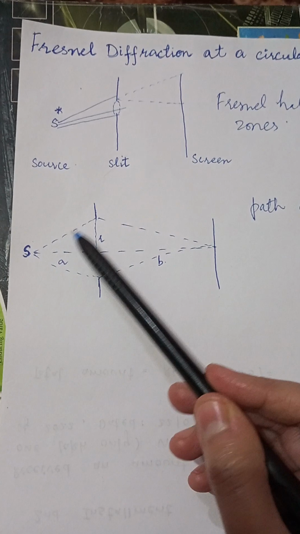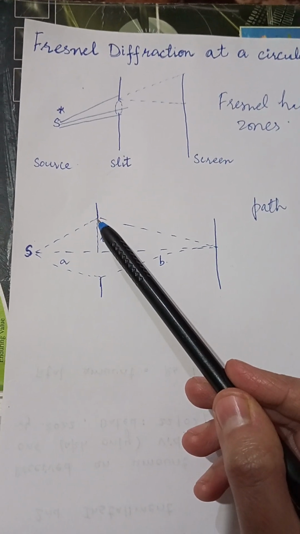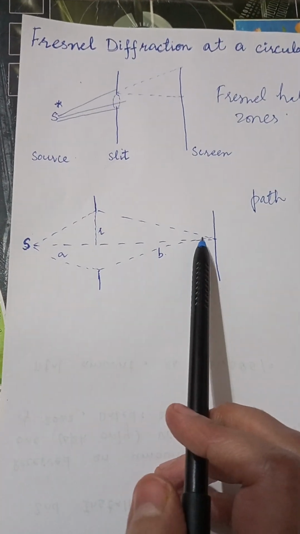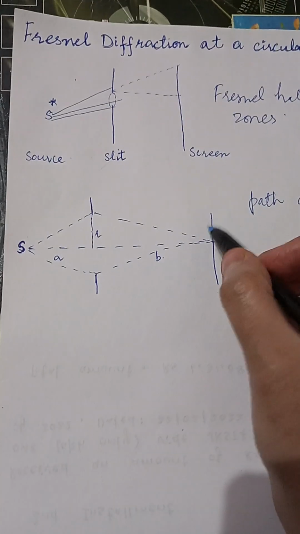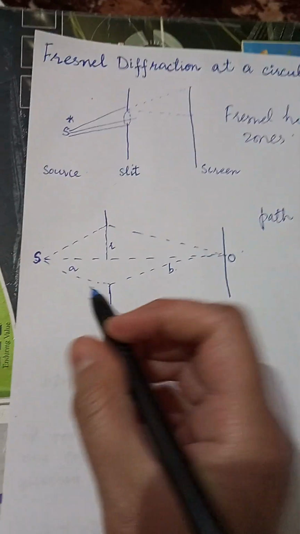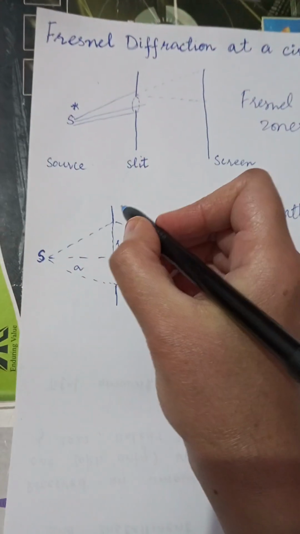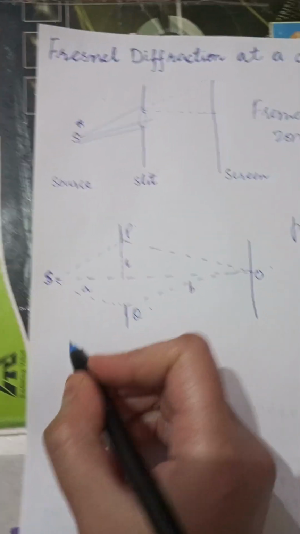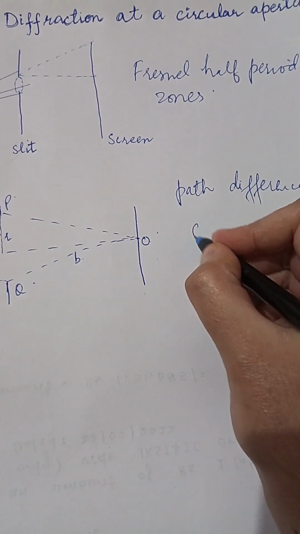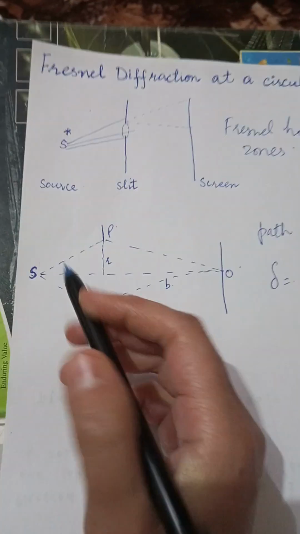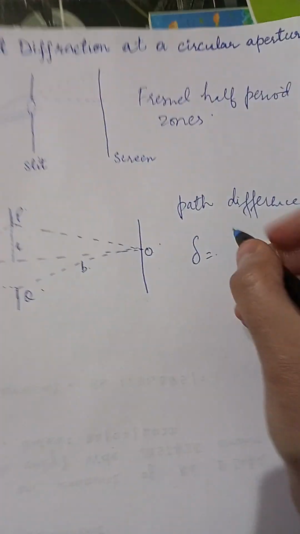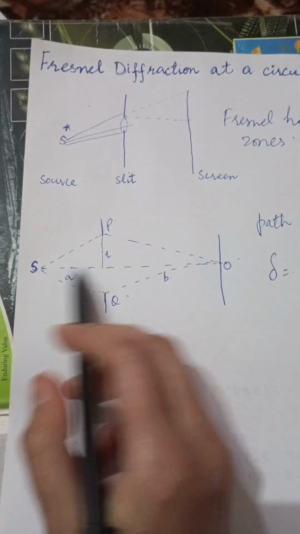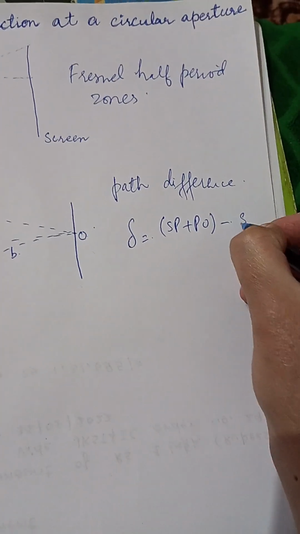So there is a light ray which reaches the edge of this aperture. Then from this point, on account of diffraction, it bends and meets at the same point. So we are essentially interested in finding the path difference between the two paths, and suppose this point is P and this is Q. Let us denote the path difference by delta. This path difference will be SP plus PQ minus SO.